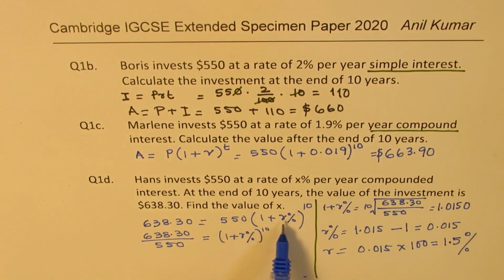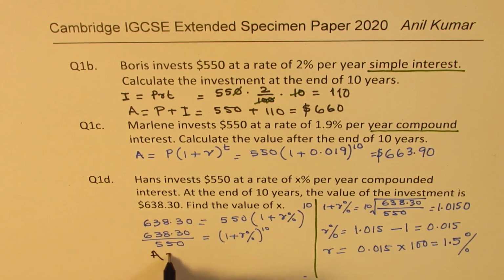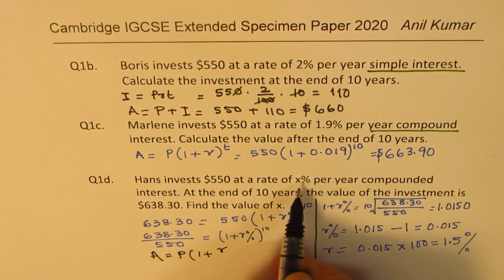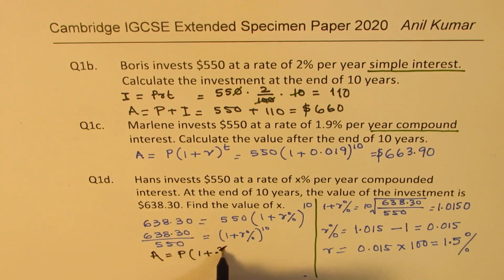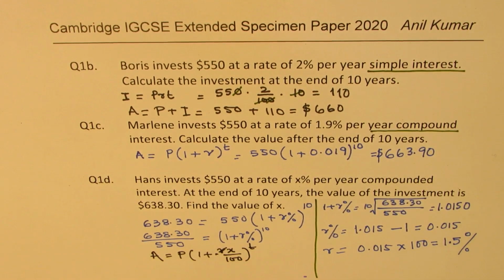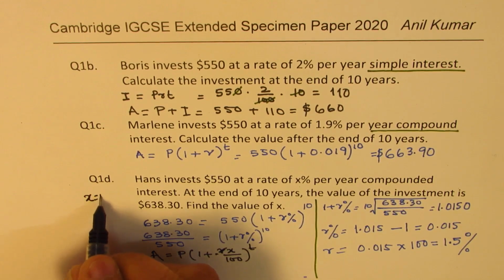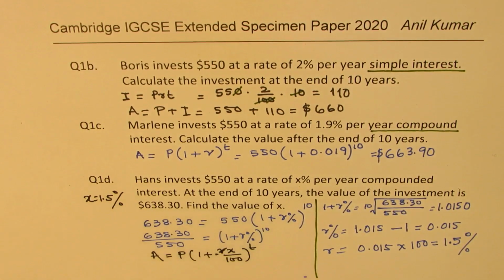Or in the formula, you could have written r over 100, right? You could have written this formula as A equals P, 1 plus the rate, which is X in this case, so we'll write X over 100, to the power of T, right? You could use this formula, so it gets multiplied. You get the idea? So the answer for this is X equals 1.5%. Does that make sense to you? So that is how we are going to solve this particular question.